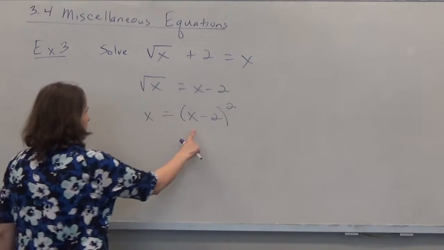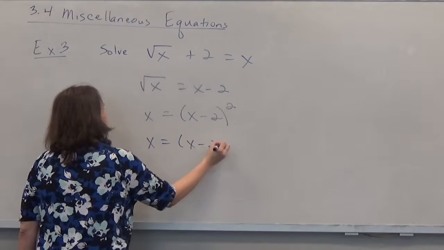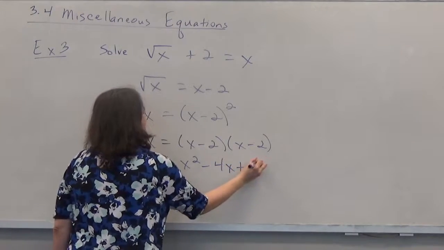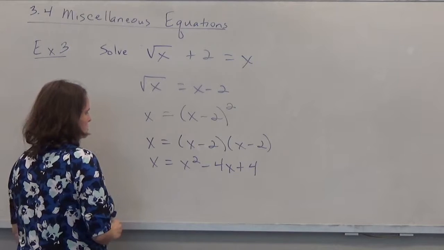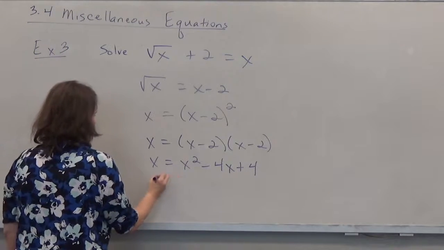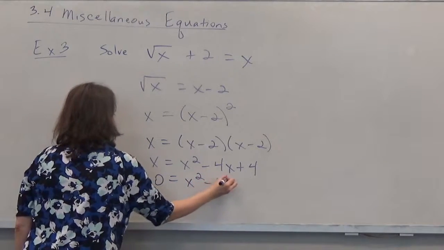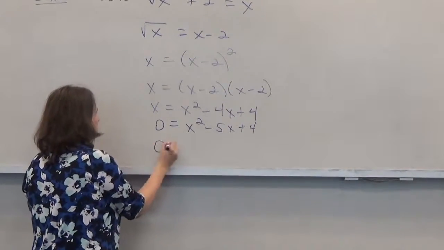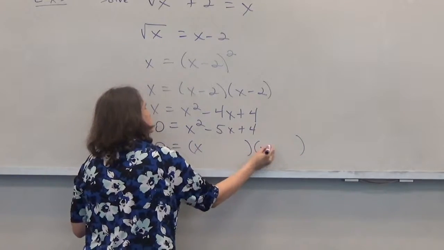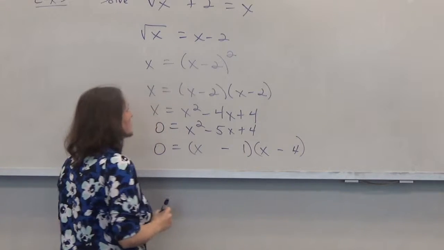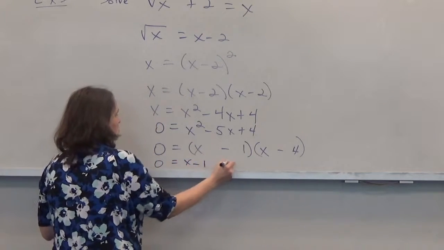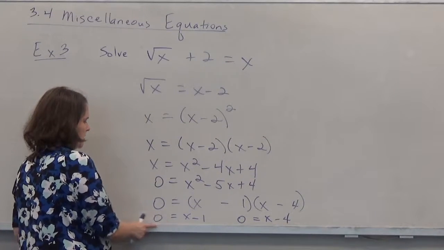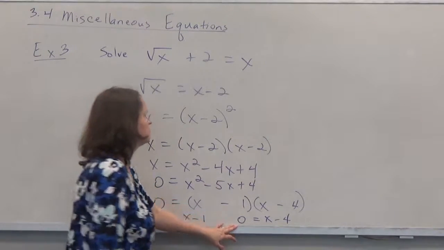Solving this for x, I need to expand this out. FOIL. And now I have a quadratic equation, so I need to set this equal to 0 and factor. So subtract the x. Hopefully this will factor for us. 1 times 4, they should both be negatives, and that does work. So we get 0 equals x minus 1, or 0 equals x minus 4. That gives us 2 possible answers: x equals 1, x equals 4.